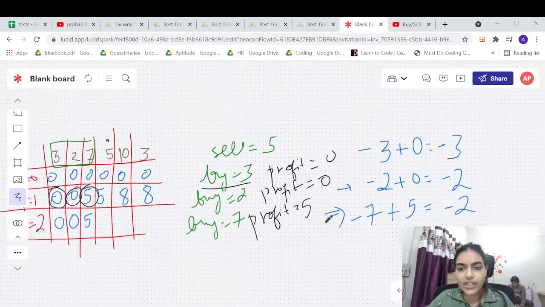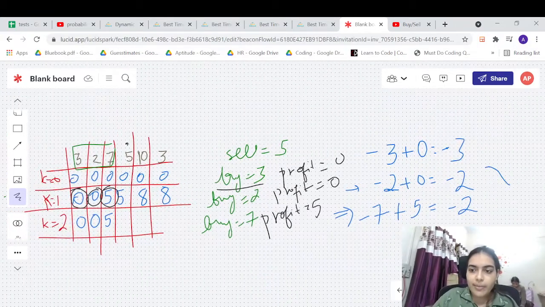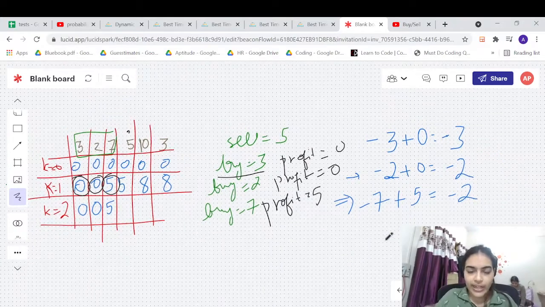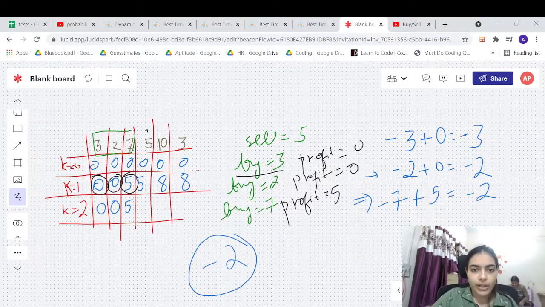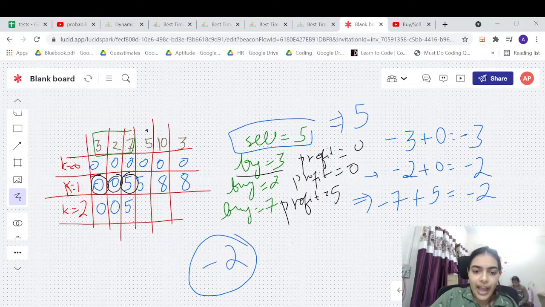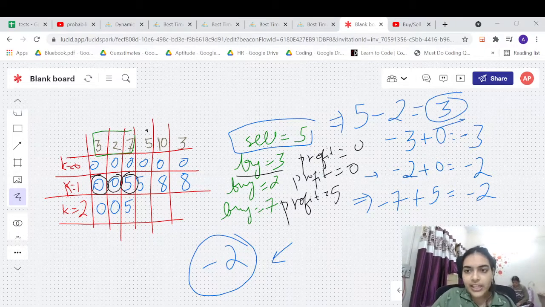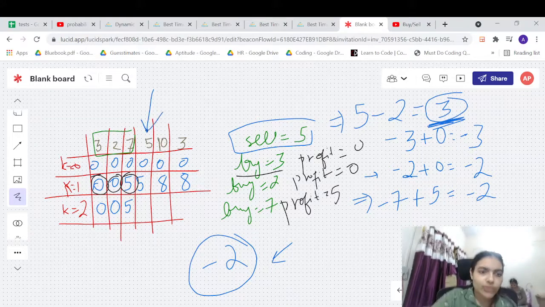So in this case, which is the best? Minus 2 is the best, right? So you can take any of these two, and minus 2 will be the best possible case that you can do. And you are selling for 5. So you will get 5 and you will get minus 2. So 5 minus 2 is 3. 3 is the best case possible if you decide to sell on this day.